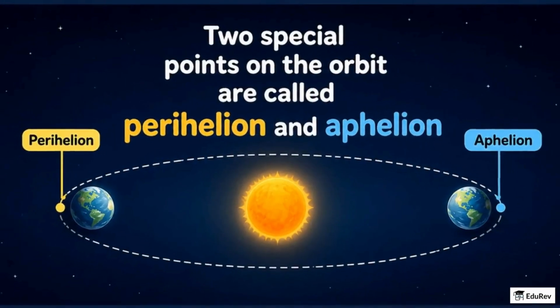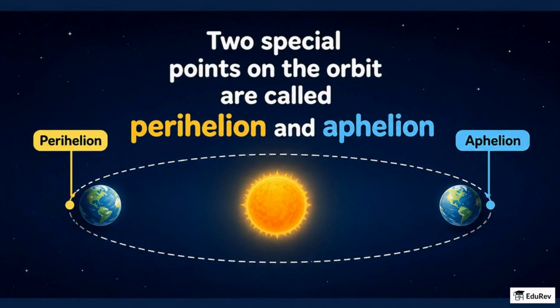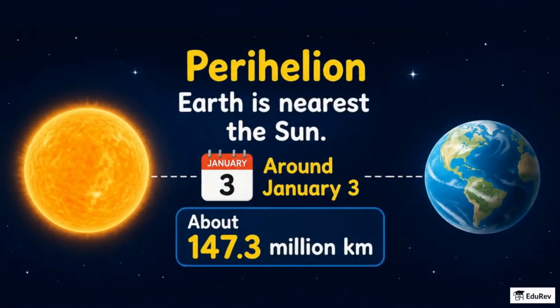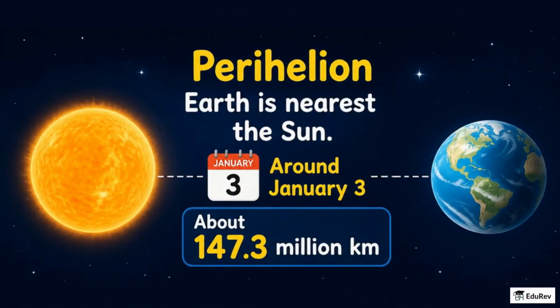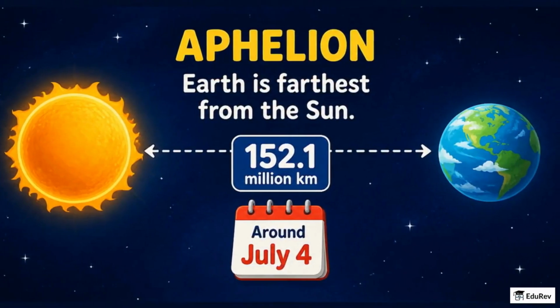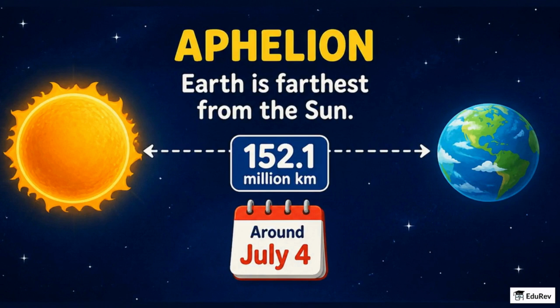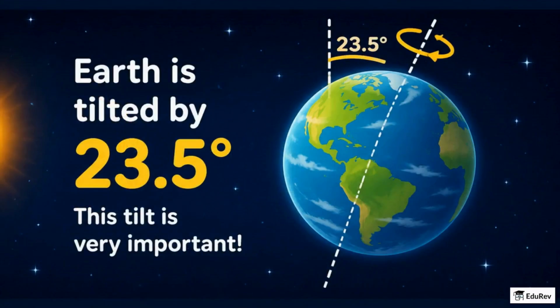Two special points on the orbit are called perihelion and aphelion. Perihelion is when the earth is nearest the sun, around January 3rd, at about 147.3 million kilometers. Aphelion is when the earth is farthest from the sun, around July 4th, at about 152.1 million kilometers. The earth is also tilted on its axis by about 23.5 degrees.